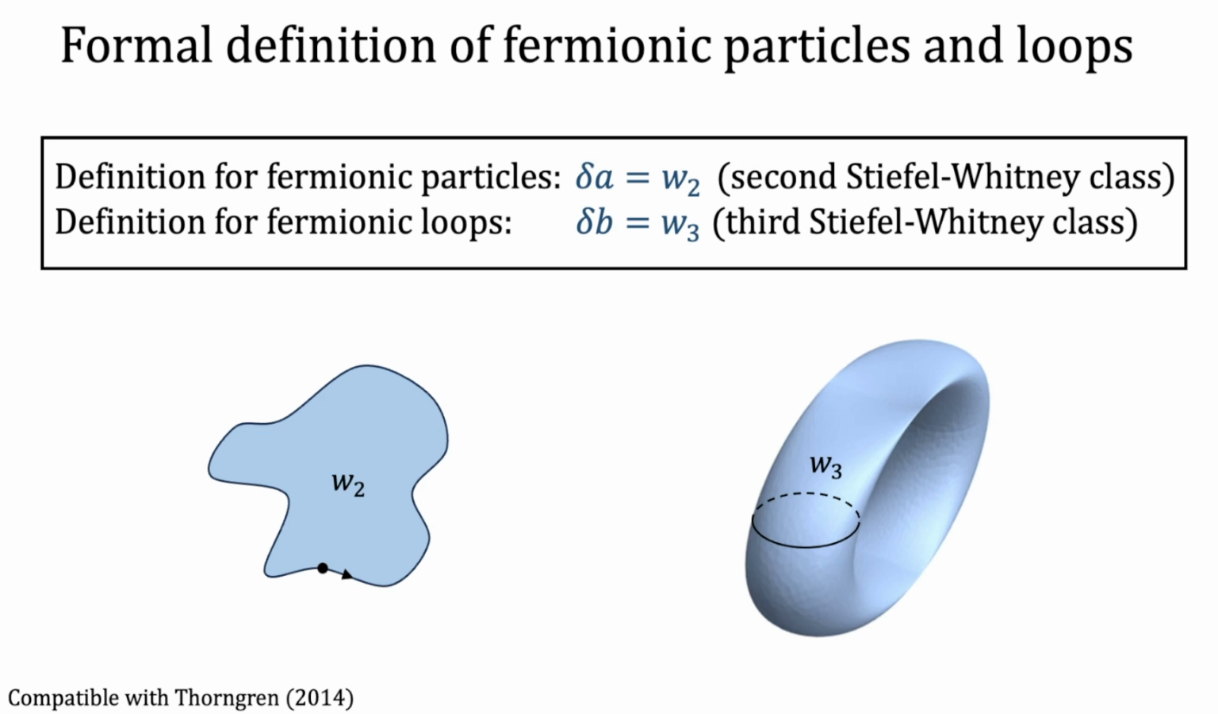Okay, so this is my proposal for the definition of fermionic excitation. For a particle, we use the second Stiefel-Whitney class to define the fermion, to get the minus sign. And similarly, it's very naive to generalize into higher dimensions. We can use the third Stiefel-Whitney class to determine whether a loop can pick up a minus sign. But I will skip the mathematical detail here. I just try to show my proposal.